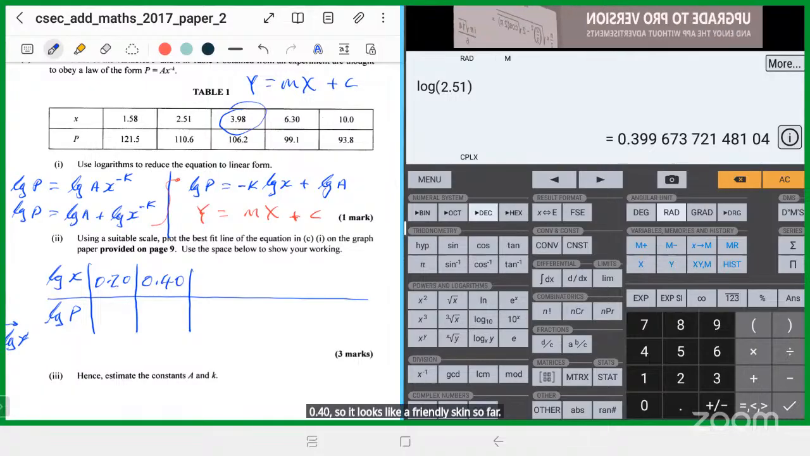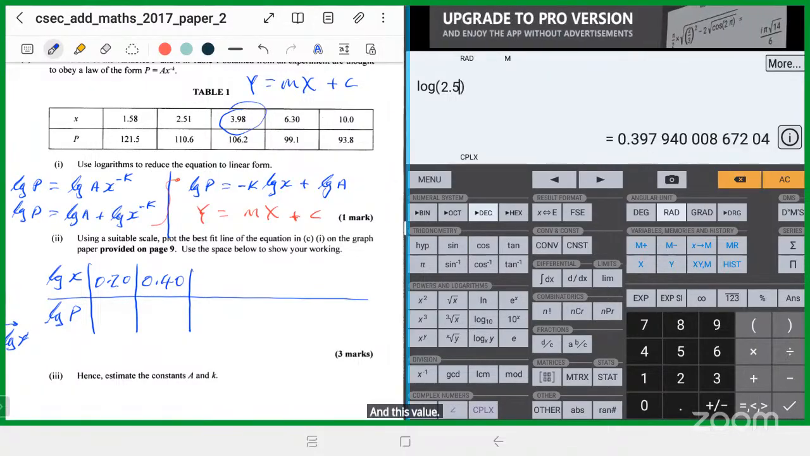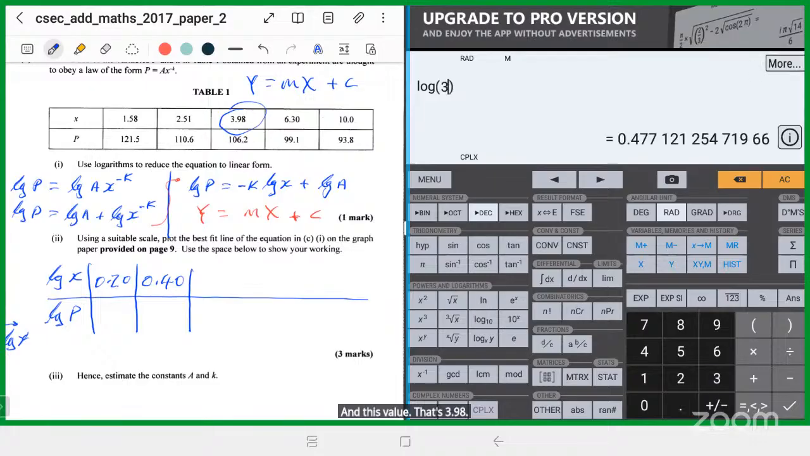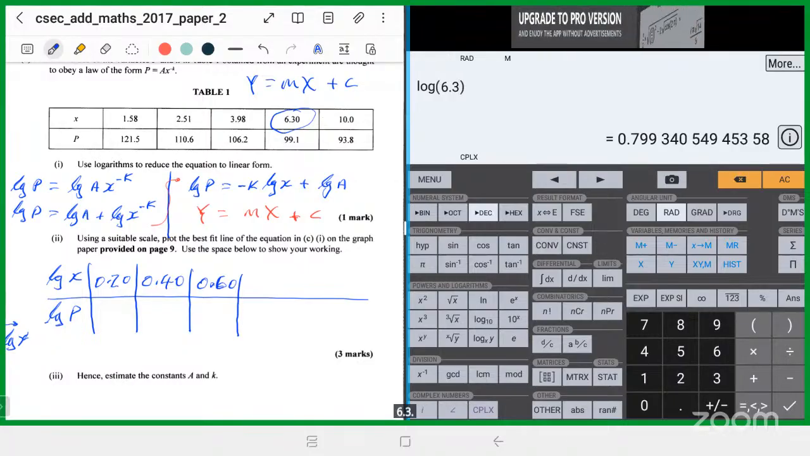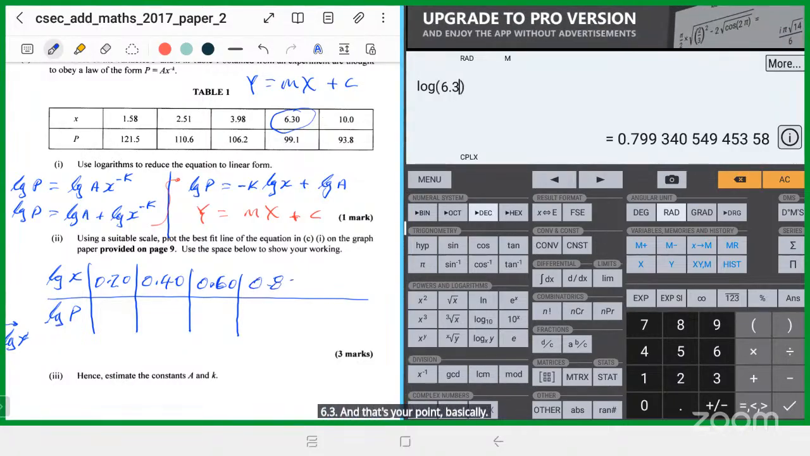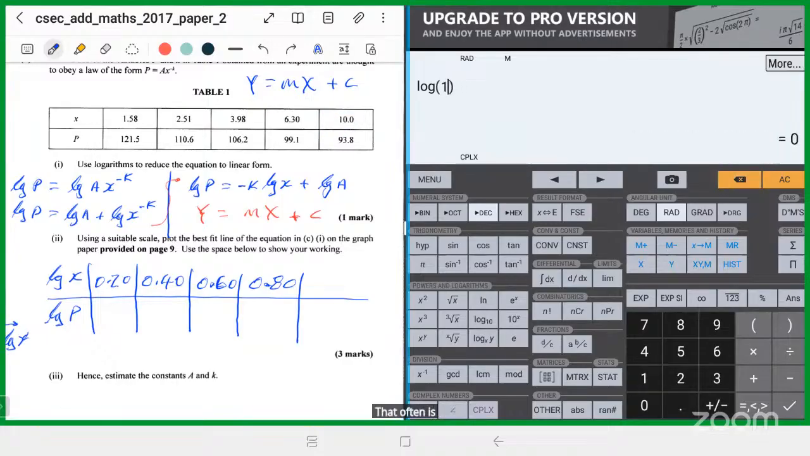And this value, that's 3.98. That's 0.60. And then we have this one next, 6.3. I love 6.3. And that's 0.80 basically. And we have this last one out here, 10. Log of 10 is 1, see? Log of 10 is 1.